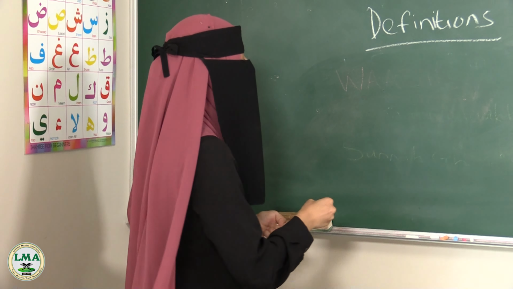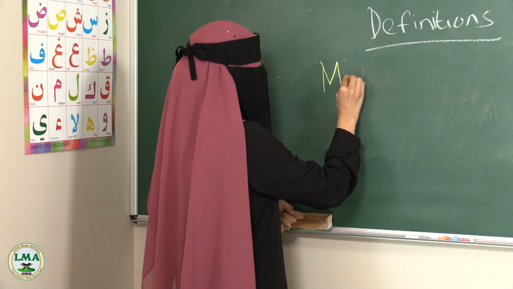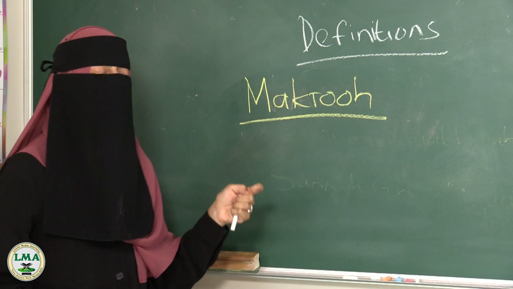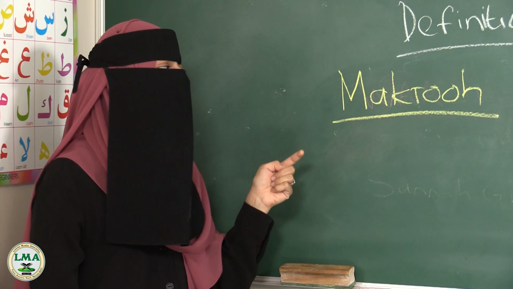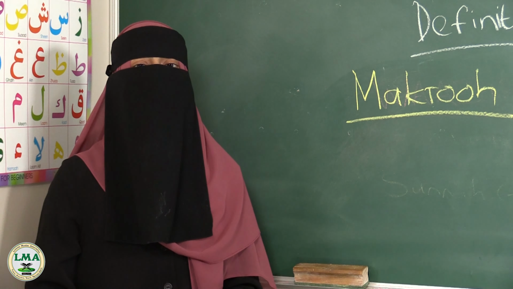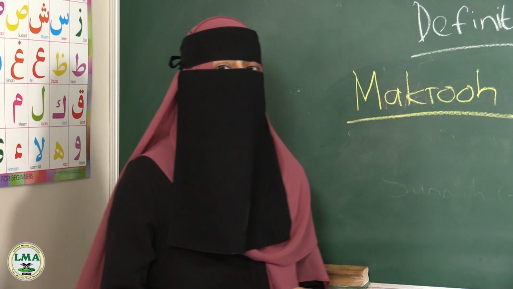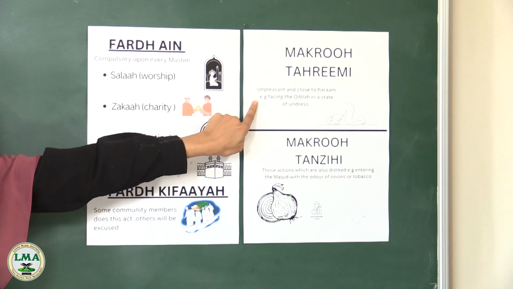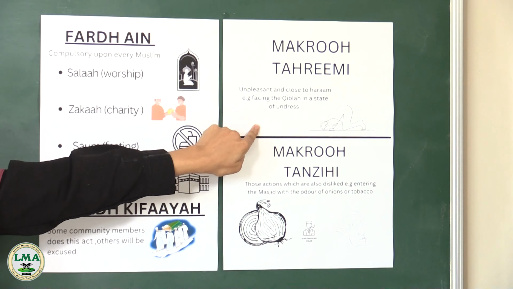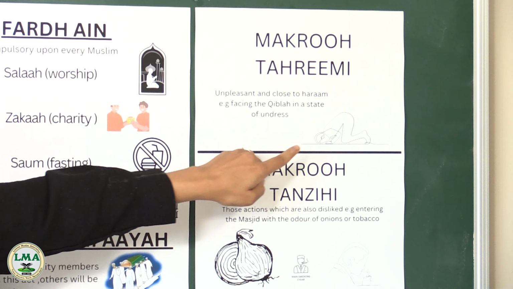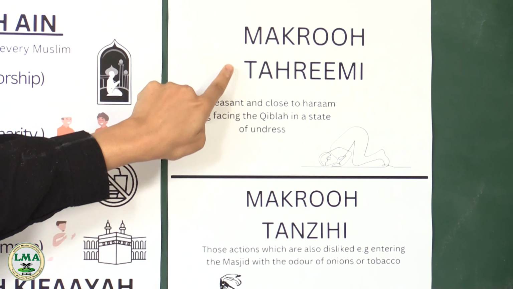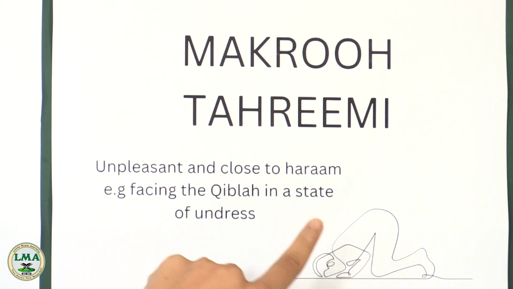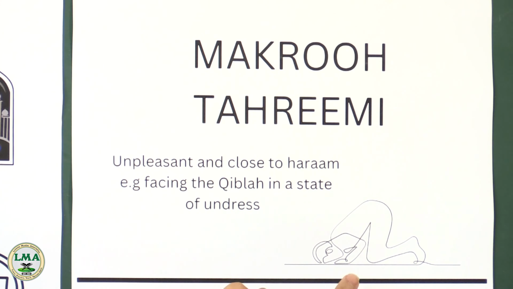Now we will be learning about makruh. Makruh are those actions which are undesirable to Allah Ta'ala, those actions which Allah Subhanahu wa Ta'ala dislikes. And there are two types of makruh. We can come to this chart so I can show you. We have makruh tahrimi, which are those actions that are unpleasant and close to haram, like facing the Qibla in a state of undress. So let's remember this, makruh tahrimi. They are those actions which are unpleasant and close to haram, like facing the Qibla in a state of undress.